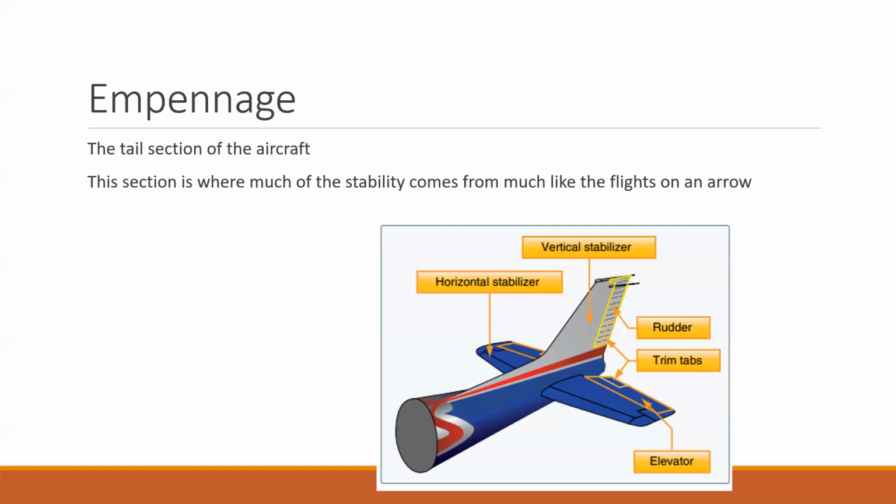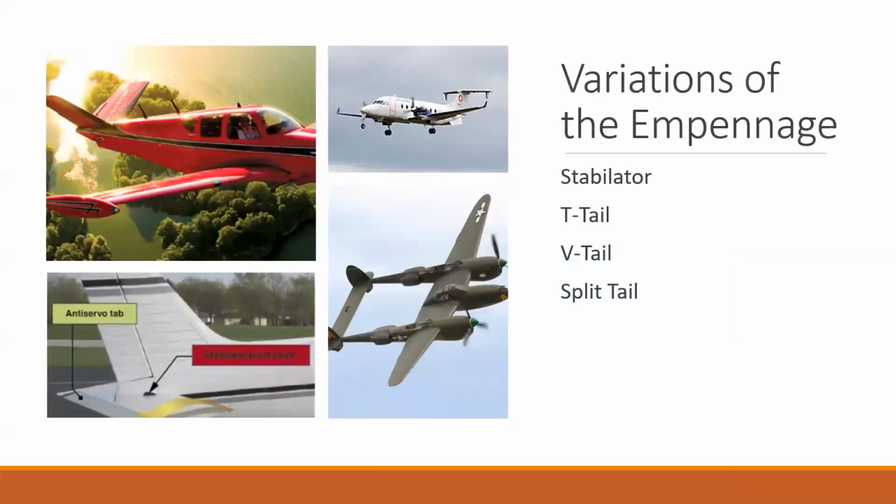And as it turns out, there are a lot of variations to this design, such as the stabilator, the T-tail, the V-tail, and the split tail. What I find most interesting here is the stabilator design. It basically takes the entire elevator control surface and turns it into one thing that moves up and down. So instead of having two flaps on each side that move up and down, you have this whole long bar that moves up and down at the same time, which is kind of cool. And it also has this really long trim tab on it. So it's kind of a unique design.